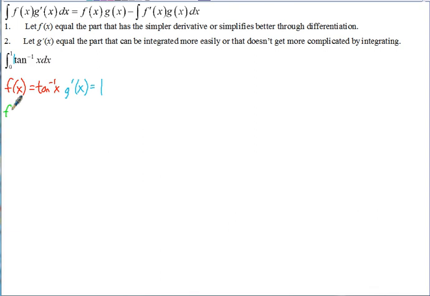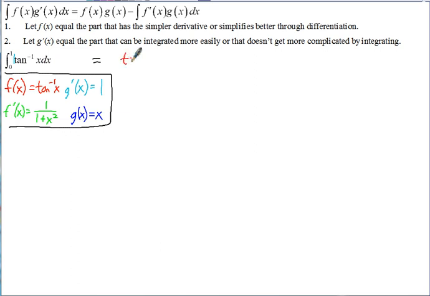So then when we take the derivative, f prime of x, the derivative of arctangent, remember it's 1 over 1 plus x squared. And when you find the antiderivative of 1, g of x will just equal x. So when we work out what this equals, I get f of x, which is arctangent x, times g of x, which is x, minus the integral of f prime of x, 1 over 1 plus x squared, times g of x, which is x, dx.